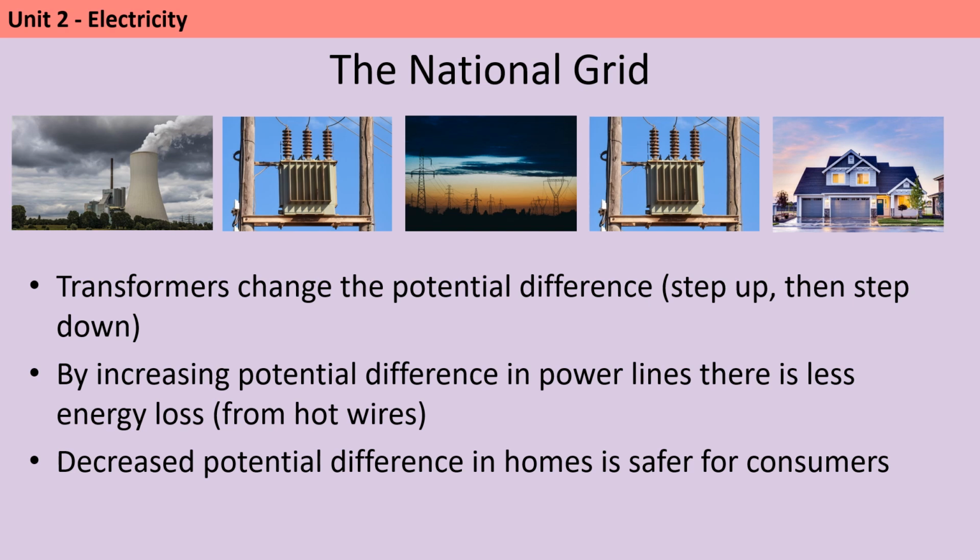So the first transformer, the step up transformer, is going to increase the potential difference to a really, really high potential difference, like 400,000 volts or so. And then the step down transformer at the other end is going to step it back down to 230 volts so that it is safe for domestic customers.